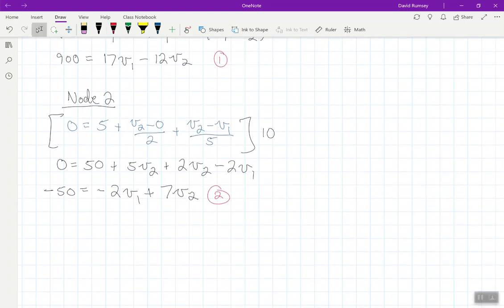So I'm going to go ahead and write them again here. I'm going to write 17v1 minus 12v2 is equal to 900. And then I have minus 2v1 plus 7v2 is negative 50. And then we solve the system of equations.